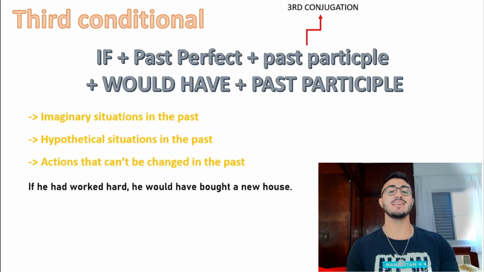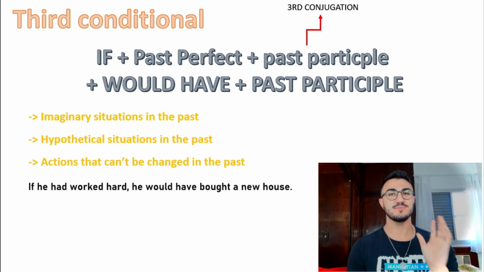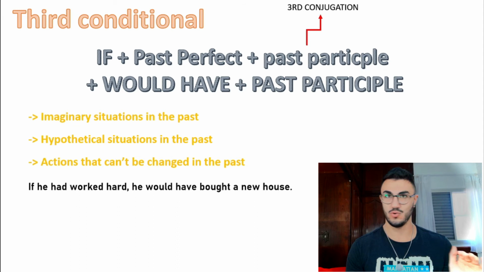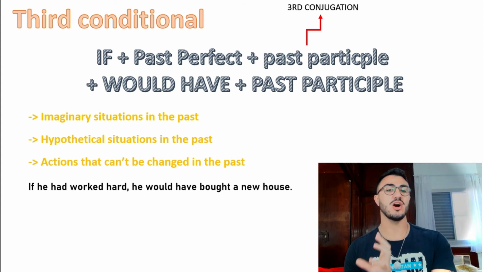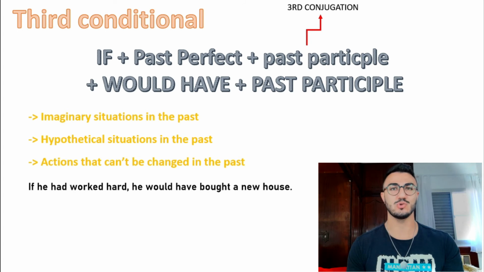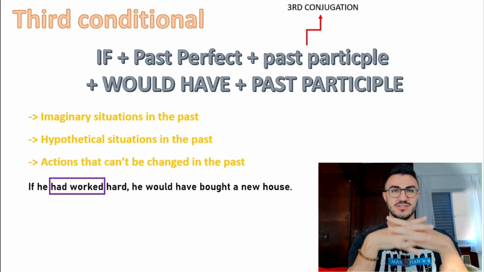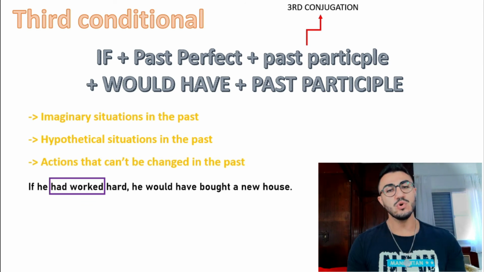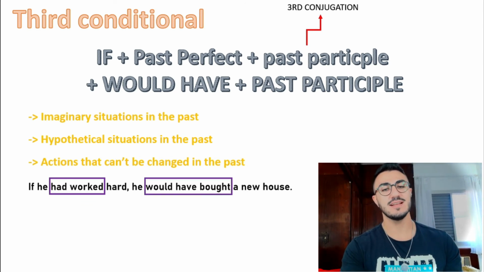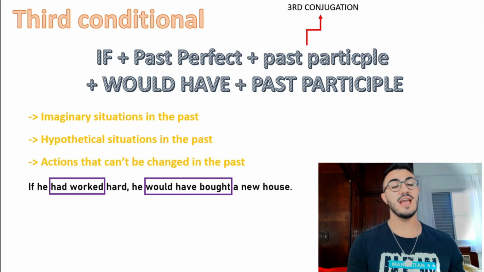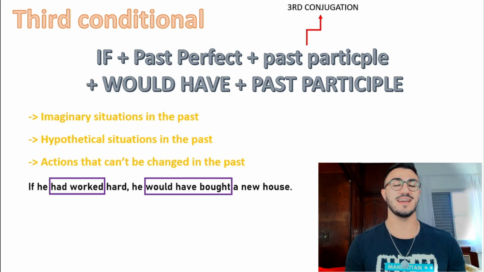If he had worked, so had, remember, is my past perfect. Okay, so had is past perfect. Always, always. So if he had worked hard, he would have bought a new house. So had worked is past perfect with past participle. They are together. He would have bought, so would have plus the past participle, bought. The infinitive is buy. All right. So if he had worked hard, he would have bought a new house.